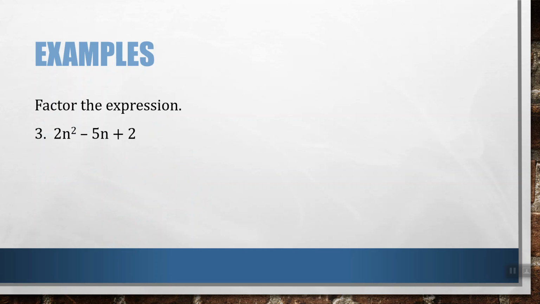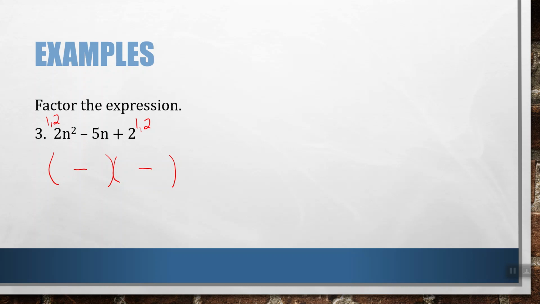Number 3, 2n squared minus 5n plus 2. Check out how this one differs from number 1. So again, in my parentheses, I have 2 prime numbers here, 1 and 2 and 1 and 2. So what's different from number 1? Well, my back number is still positive, so my signs are going to be the same, but this time they're going to match the middle.